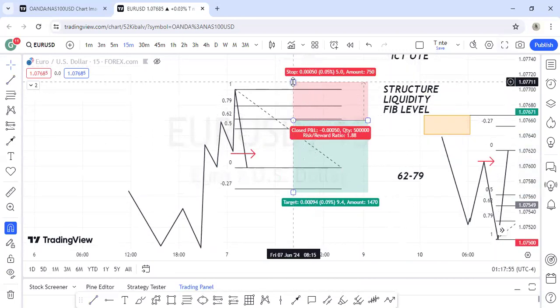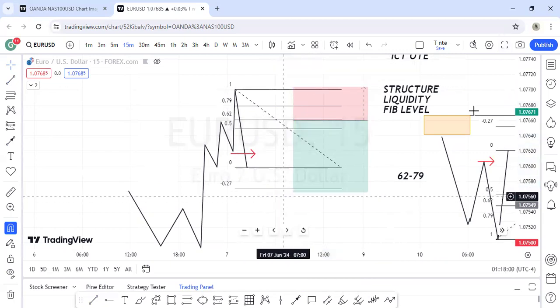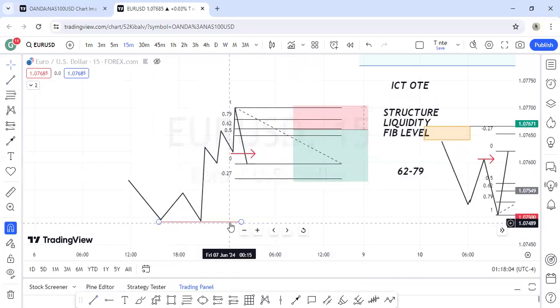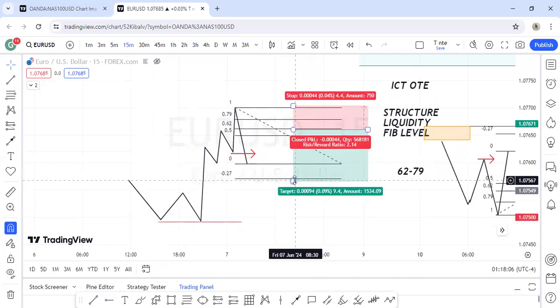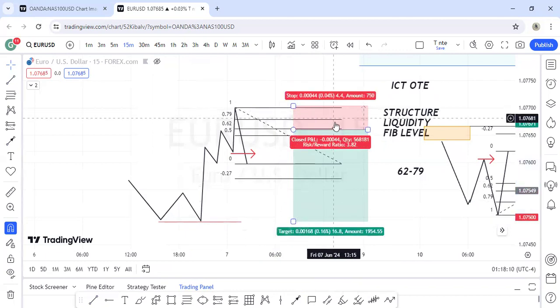So 1:2. Let me bring this down a bit. You can target this as a 1:2 first TP. Then remember that you can take partial at this minus 0.27, and then overall you can target here as your overall take profit. You can take partials here and then target here as your overall take profit. This time it becomes 1 to 3.28.